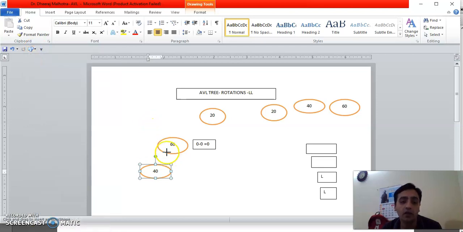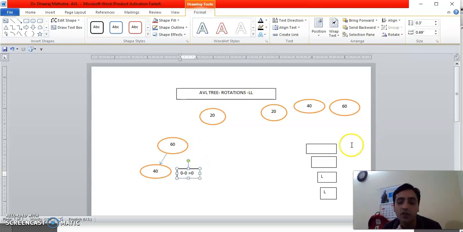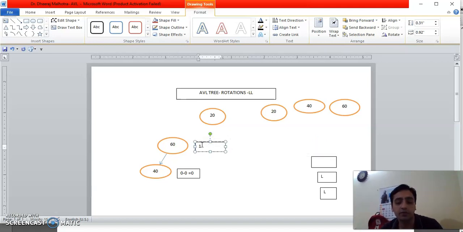Let us connect it. Okay, so as soon as we insert a new node, again we need to calculate the balance factor. For 40, balance factor is calculated like this, that is 0 minus 0 is 0. But for 60, now there is one left child, and there is no right child. So how to calculate the balance factor of 60? Height of left subtree is 1, but height of right subtree is 0, and 1 minus 0 is 1. But still the balance factor is lying in the range, because the applicable range is -1 to +1. Okay, so both the nodes are balanced.